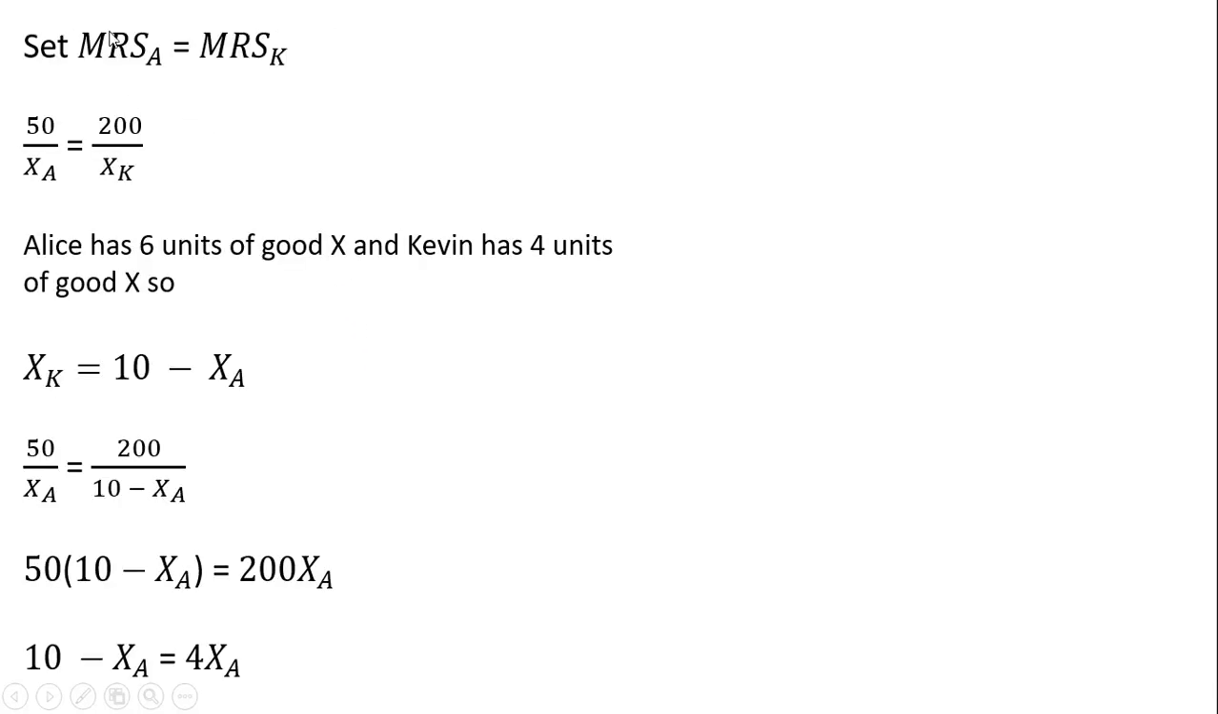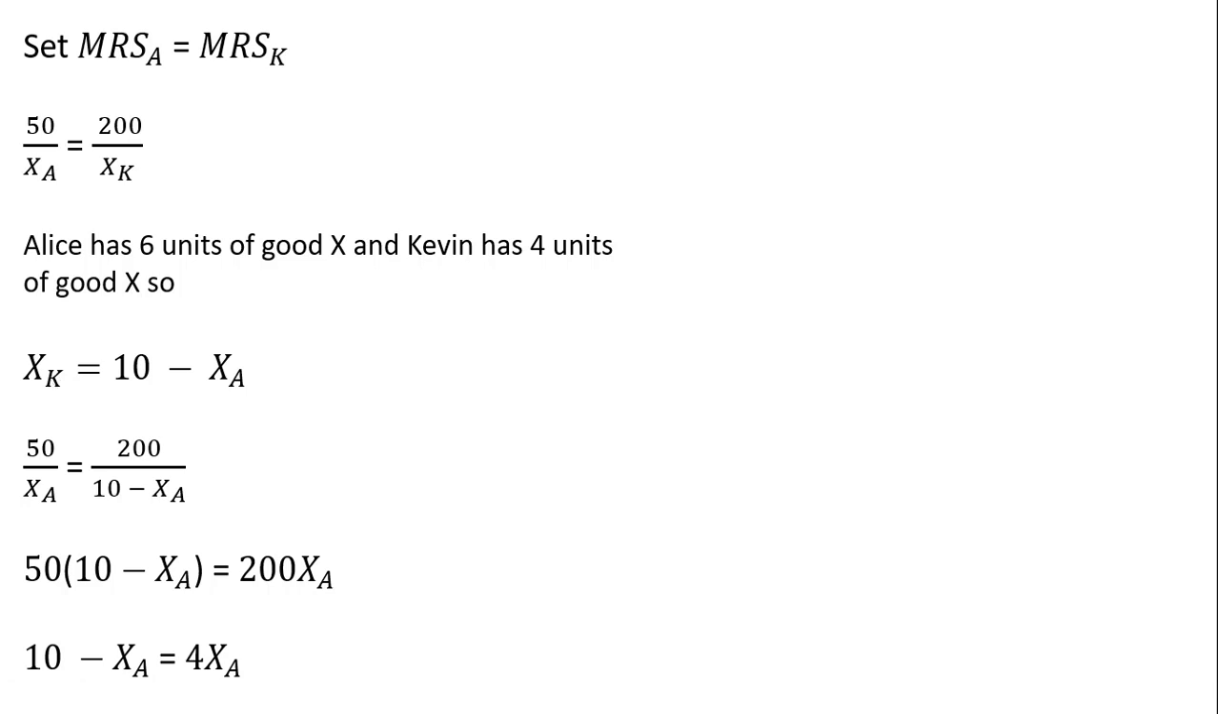So setting the marginal rate of substitution for Alice equal to the marginal rate of substitution for Kevin, we get this expression right here. And we're going to do a substitution for X subscript K. We have this two-good exchange economy. The total endowment of good X is 10. Alice has 6 right now. Kevin has 4. So before they trade, we have 10 units of good X available.